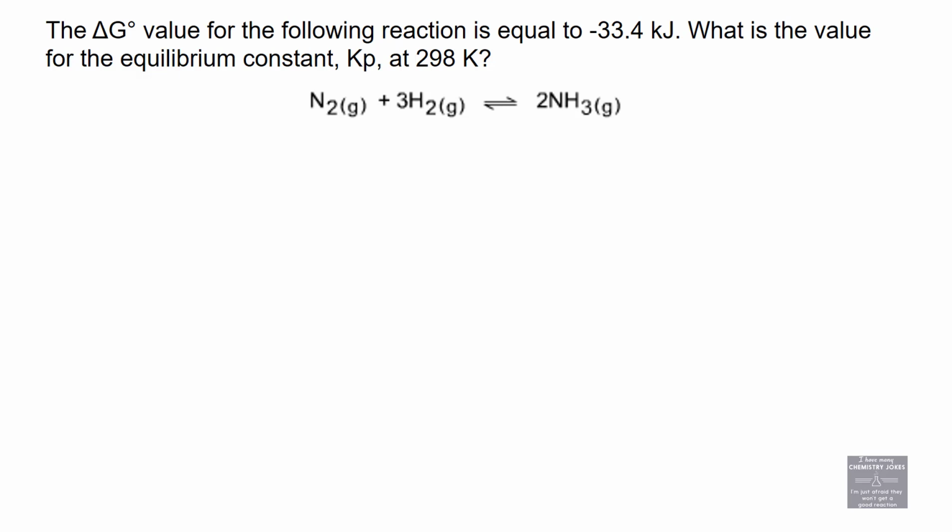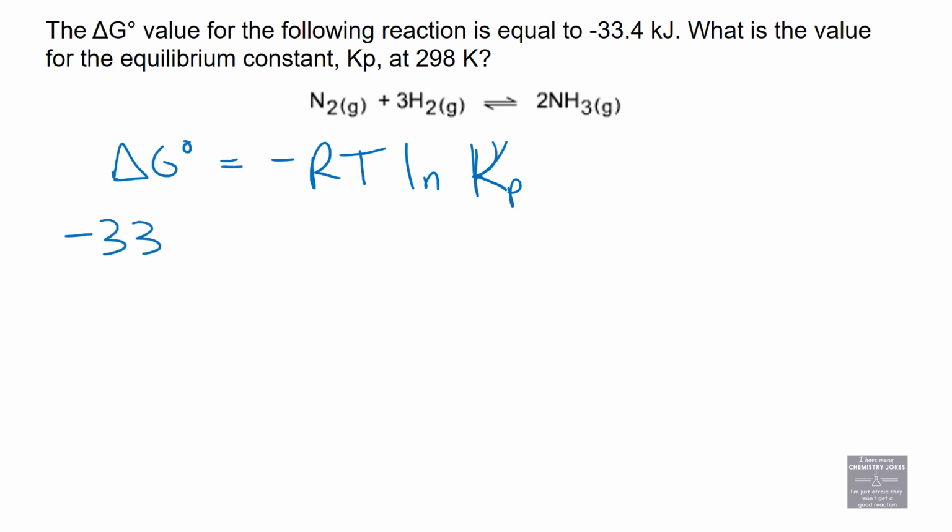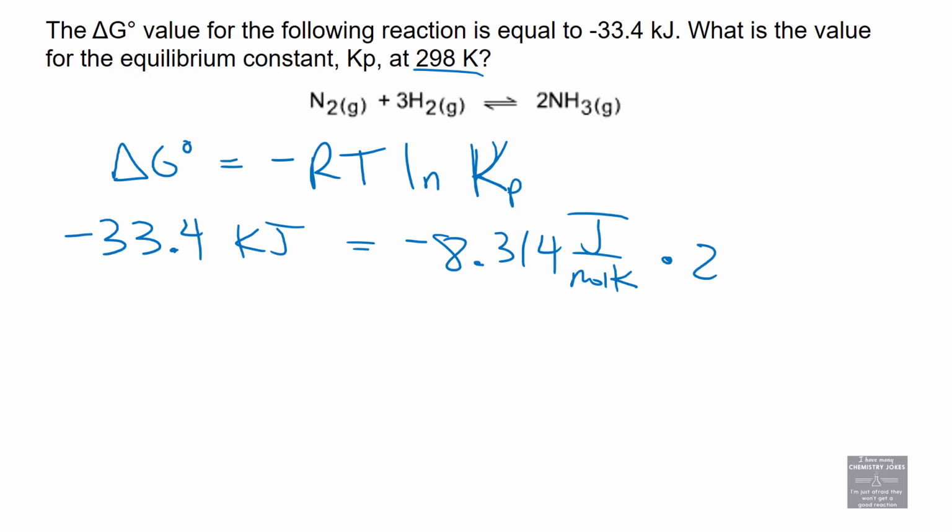The delta G standard is equal to this. So what's the value of the equilibrium constant? Well, delta G standard is equal to negative RT ln of K, and I'm going to say that it's Kp because that's what they've asked for specifically. That means negative 33.4 kilojoules equals negative 8.314 joules per mole Kelvin times 298 Kelvin ln of Kp.